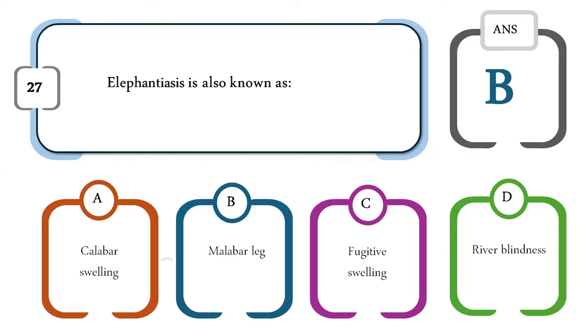And in the 7th century AD, Madhavakara described the signs and symptoms of this disease in his Madhava Nidana. And in the year 1709, Clarke called elephantoid legs in Cochin as Malabar legs. So here the right answer is option B, Malabar leg.